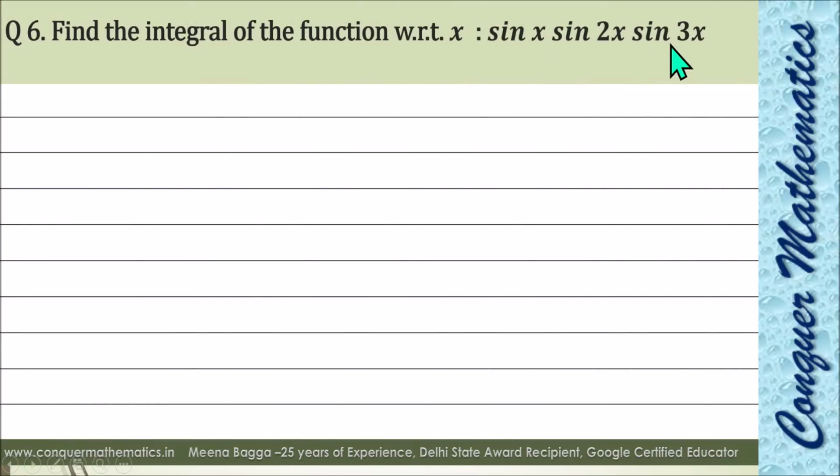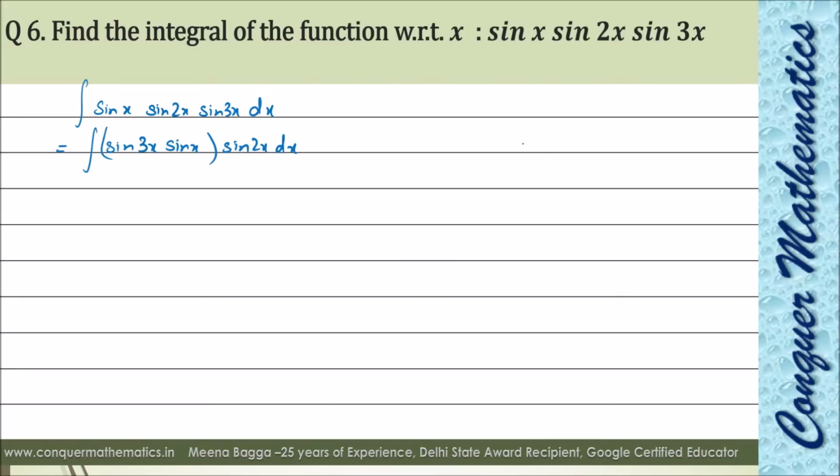Yes, sin x, sin 2x, sin 3x. Three functions of sine in product. Let us just try sin x, sin 2x, sin 3x. Now we will use the formula to change the product into sum. And if we can see, we can put sin 3x, sin x together, and let us keep sin 2x separately.